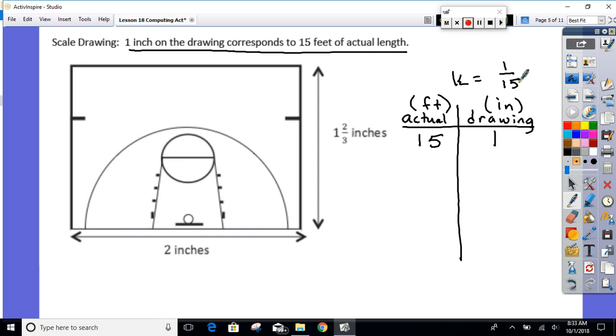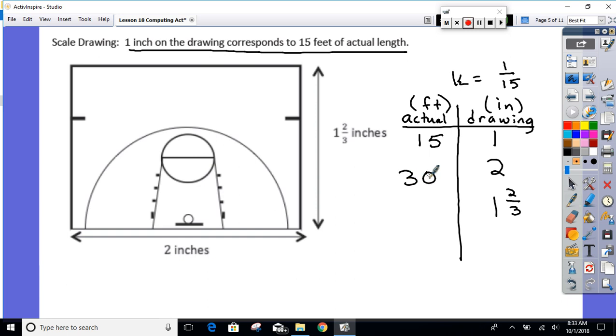Okay, now here's some other measurements from the drawing. On the drawing, we have 2 inches, and we have 1 2/3 inches, and I need to find the corresponding measurements on the actual court to see if it's going to fit in that space. How am I going to find the actual length in feet if I know that there are 2 inches on the drawing? What do I need to do to the 2? Tessa? Multiply it by 15. Good. When we go from right to left, we divide by the scale factor, and dividing by 1/15 is the same as multiplying by 15. You might also just look at it and say 1 times 15 is 15. So 2 times 15 is 30.